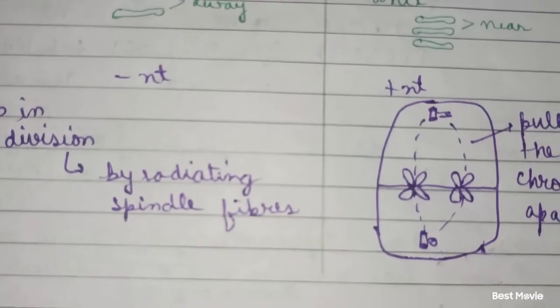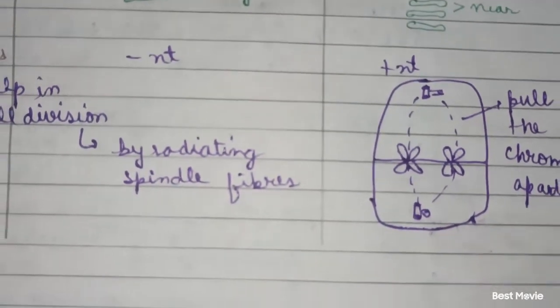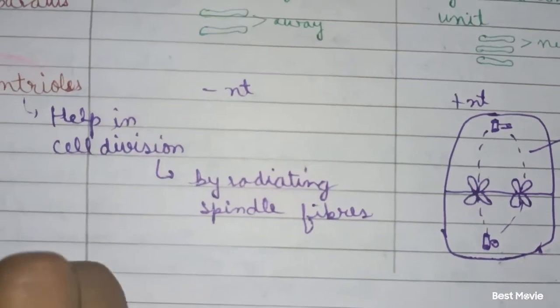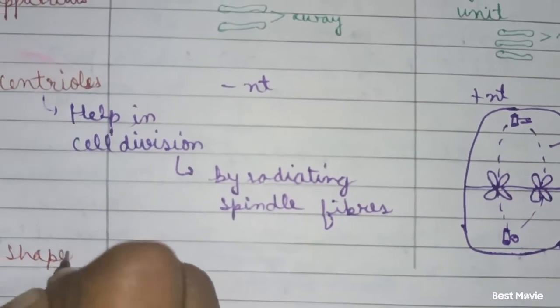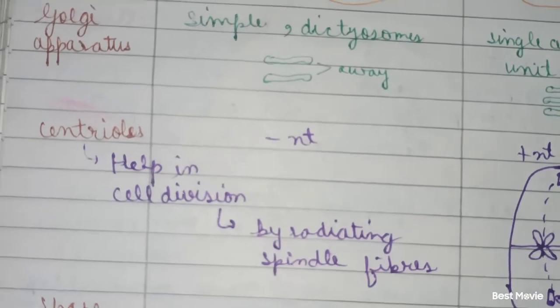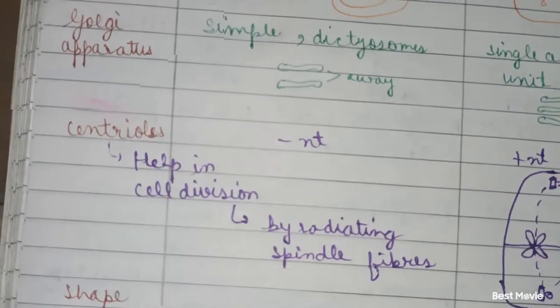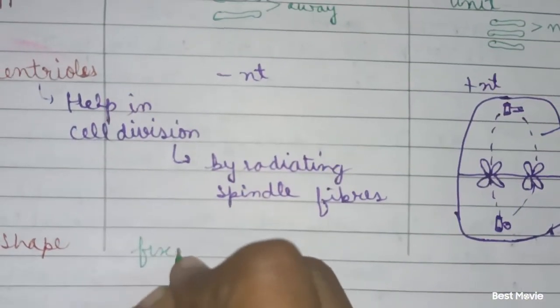The last but not the least, we have a difference on the basis of shape. Plant cells have a fixed polygonal shape.